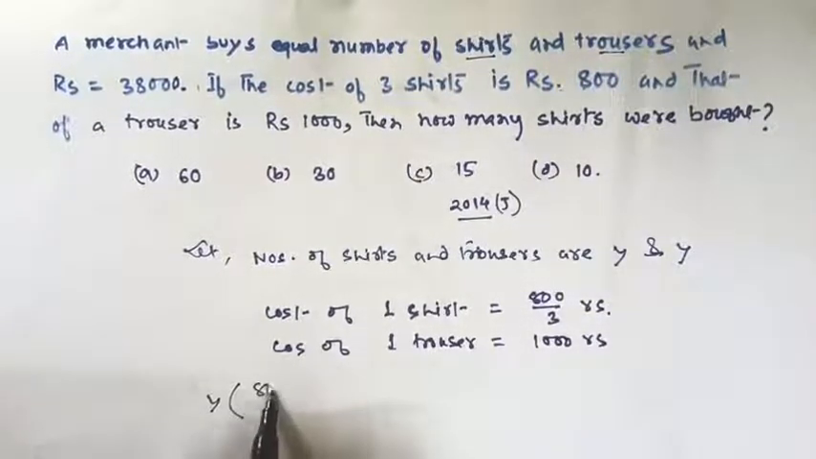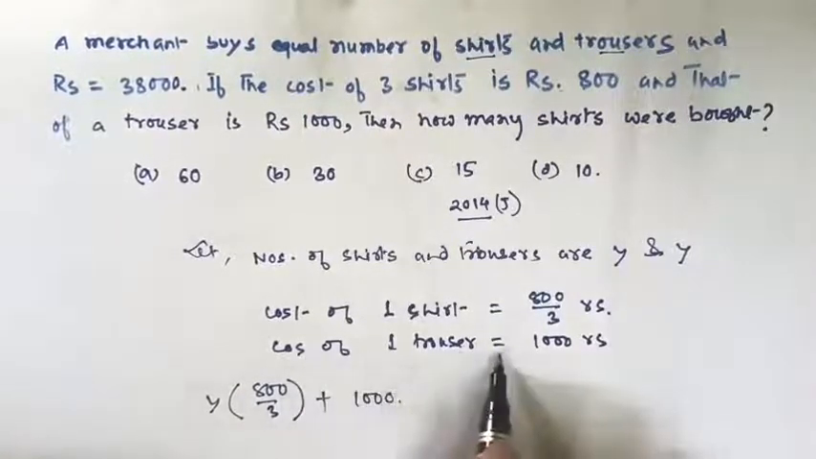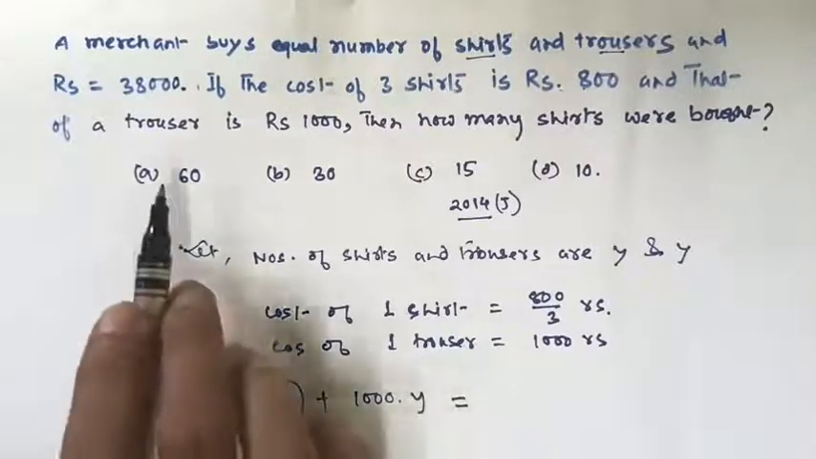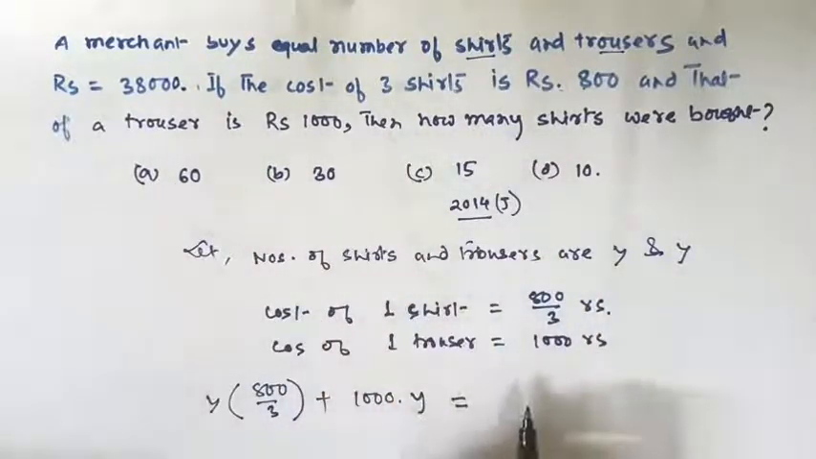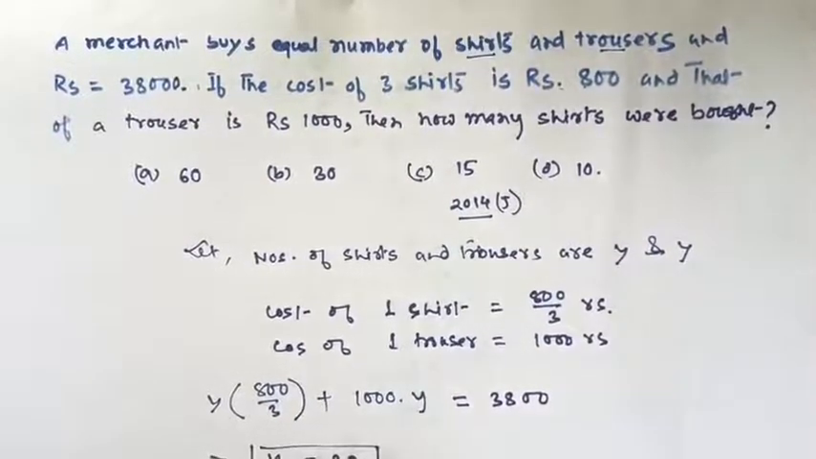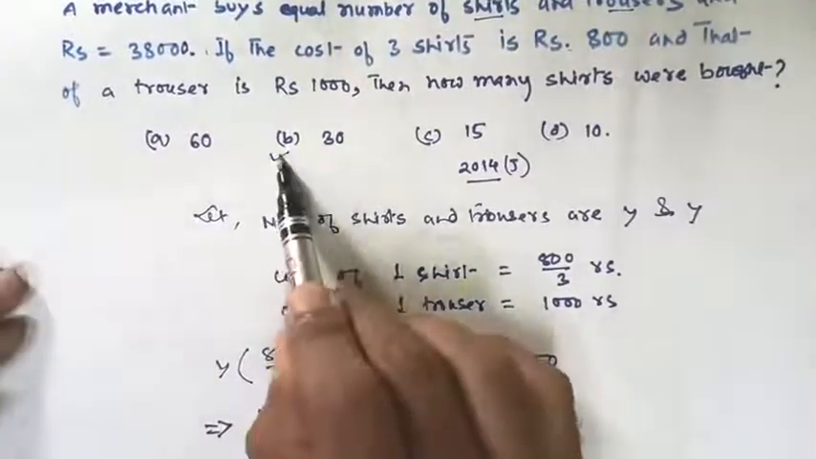From this data we can write y into 800 divided by 3 plus 1000 into y, this is the cost of 1 trouser into the total number of trousers, equal to the total cost of both trousers and shirts. So how many rupees has been paid by the merchant? It is 38,000. If we solve this, we will get y equal to 30. So the merchant has bought 30 shirts and 30 trousers. Out of 4 options, option B will be the correct one.